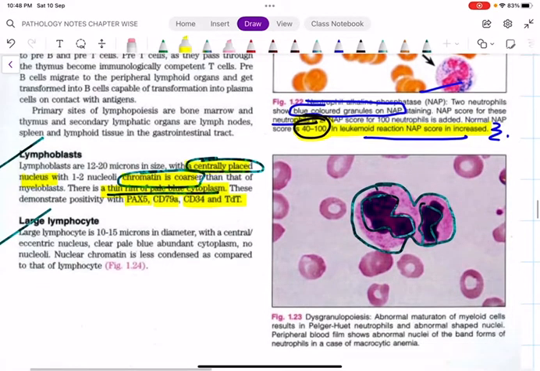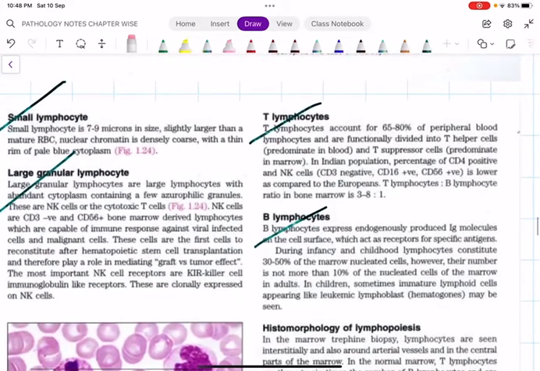Then we have large lymphocyte, then small lymphocyte and large granular lymphocyte. Just a word about large granular lymphocyte. Remember, what are these large granular lymphocytes? They are mainly the natural killer cells.